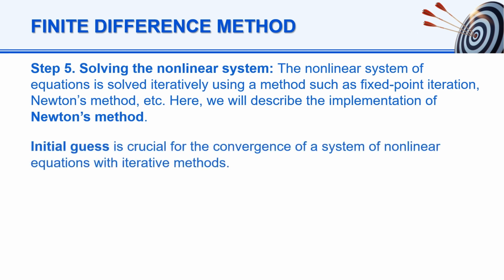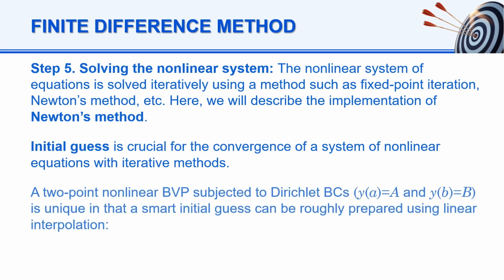Initial guess is crucial for the convergence of a system of nonlinear equations with iterative methods. A two-point nonlinear boundary value problem subjected to Dirichlet boundary conditions, y(a) equals uppercase A and y(b) equals uppercase B, is unique in that a smart initial guess can be roughly prepared using linear interpolation as follows.